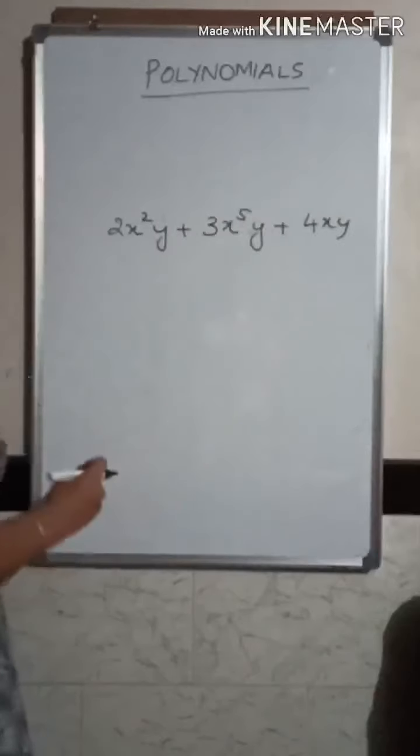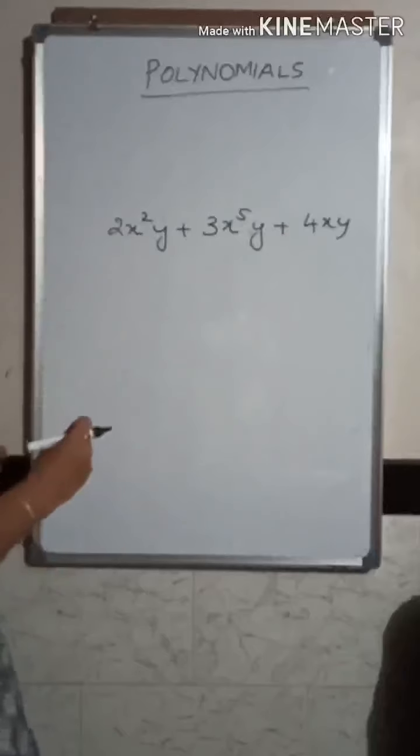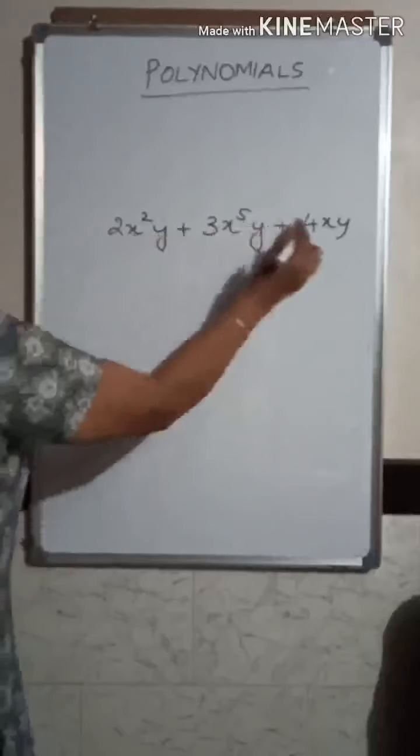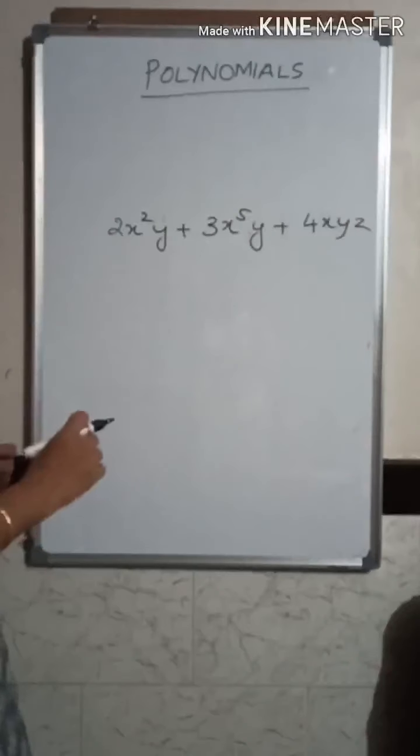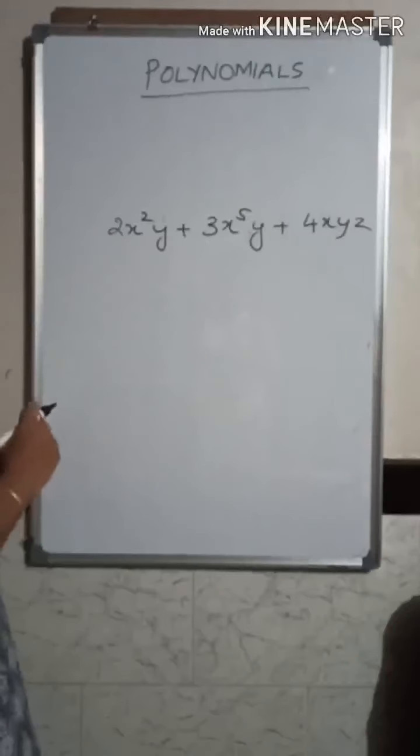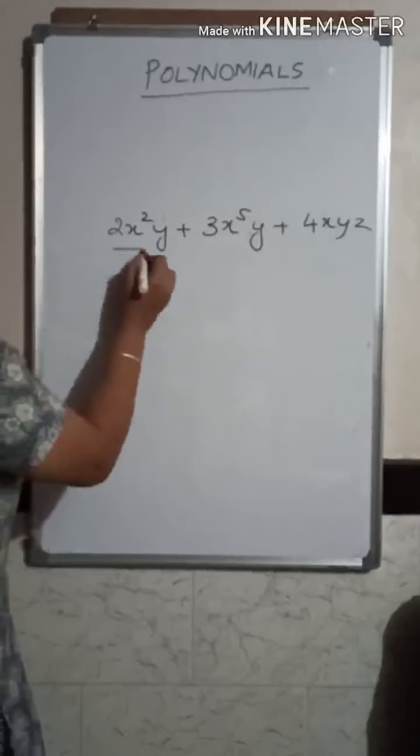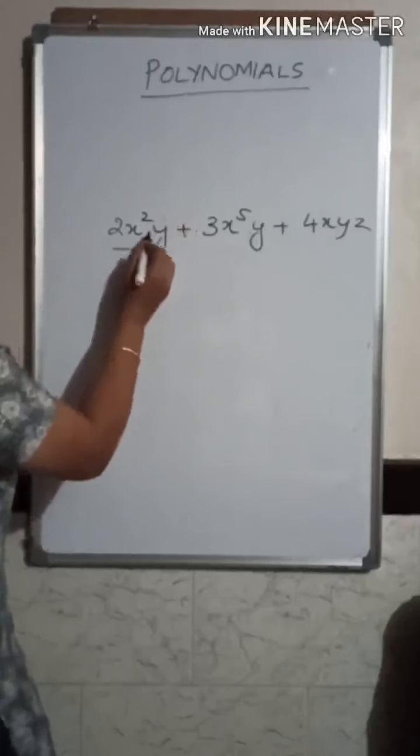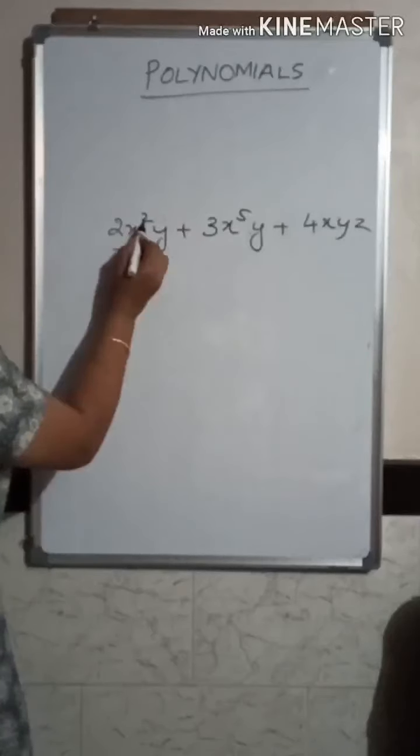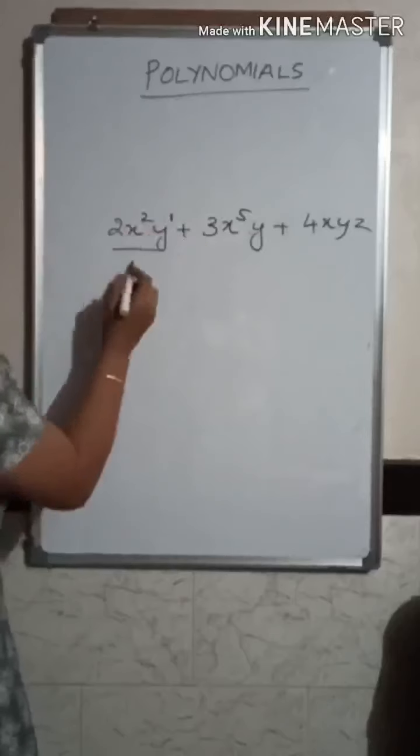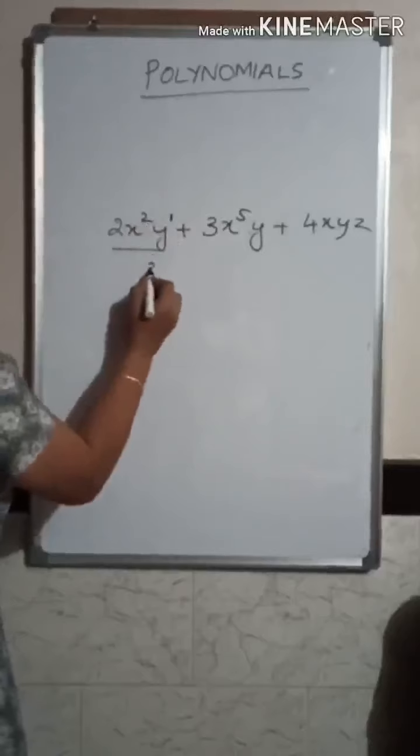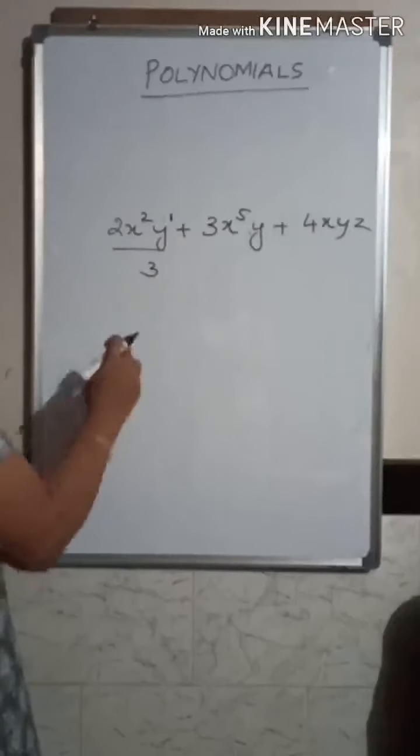So here I have taken a polynomial having more than one variable. So how to find out the degree of the polynomial if you have got more than one variable? Each term's power of the variable you have to add. So here you have got the power of the variable as 2 and here you have got the power of the variable as 1. So 2 plus 1, here you get the total power to be equal to 3.